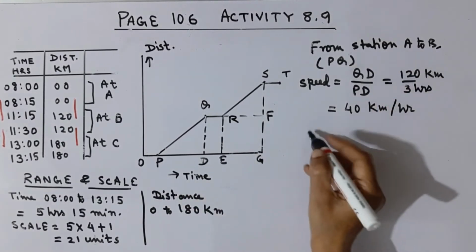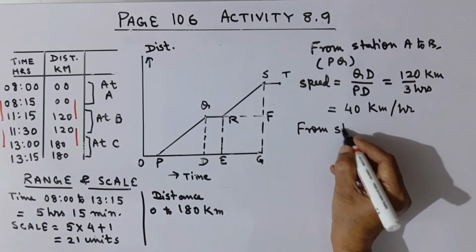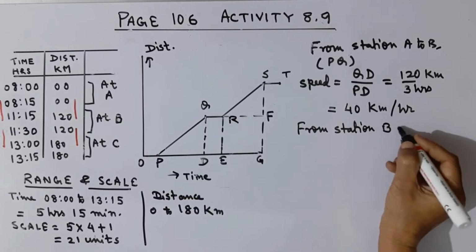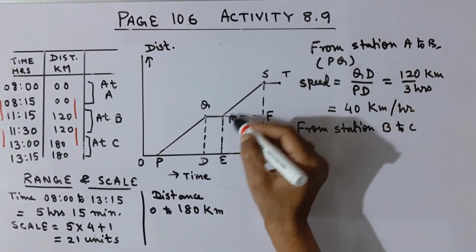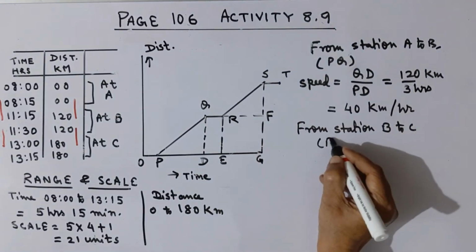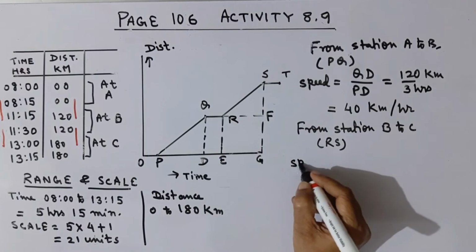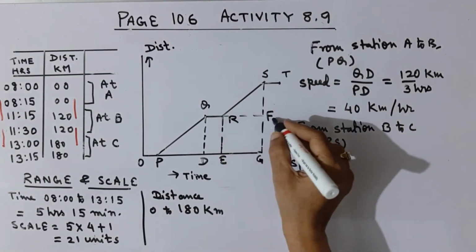Similarly, from station B to C, the part of the graph is R to S. For RS, we have speed is equal to SF upon RF.